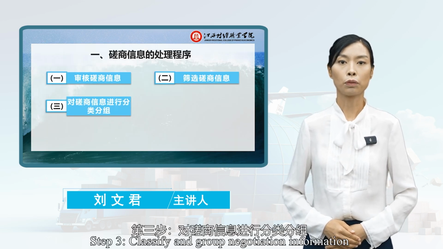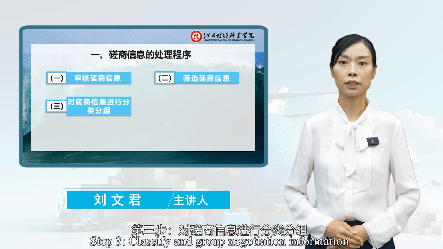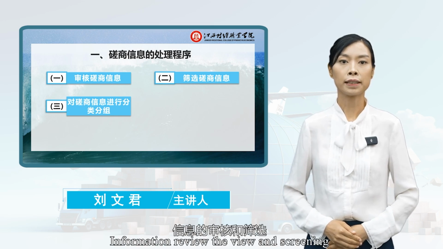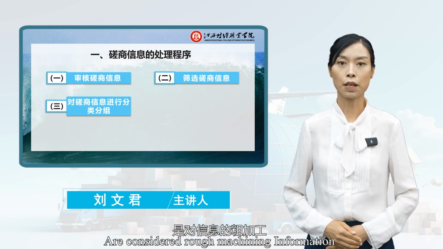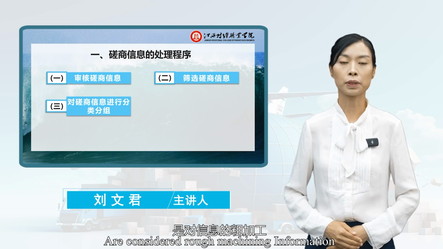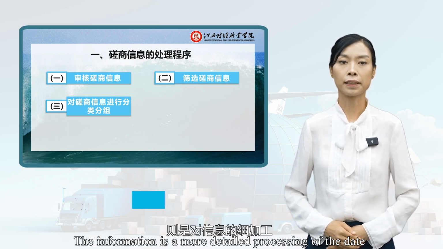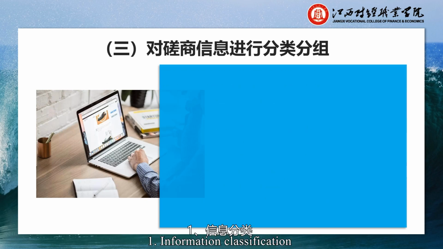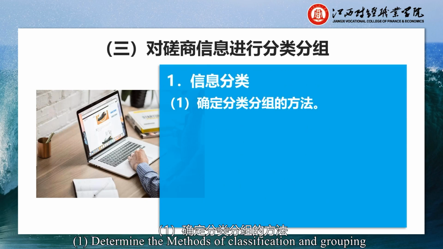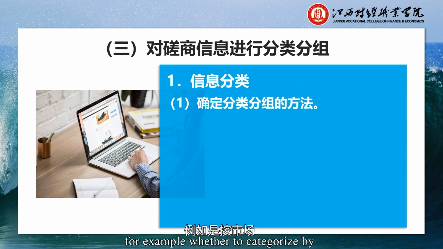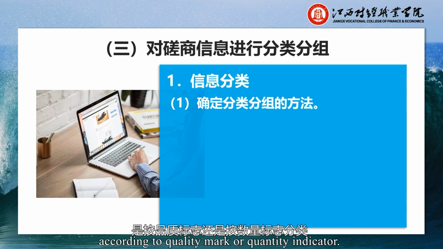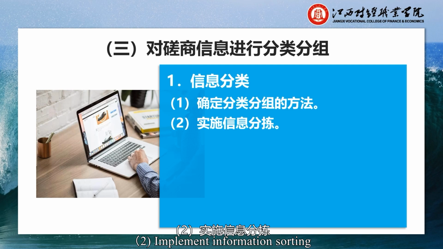Step 3. Classify and group negotiation information. Information review and screening are considered rough processing. Classification and grouping is a more detailed processing of the data. First, information classification. Determine the methods of classification and grouping. For example, whether to categorize by market or by time, or whether to classify according to quality indicator or quantity indicator.